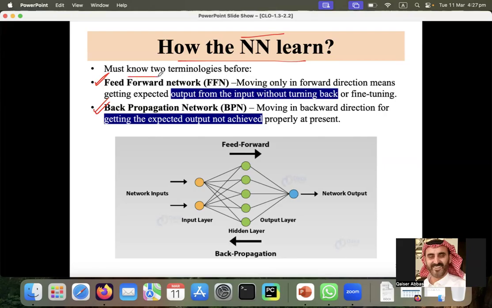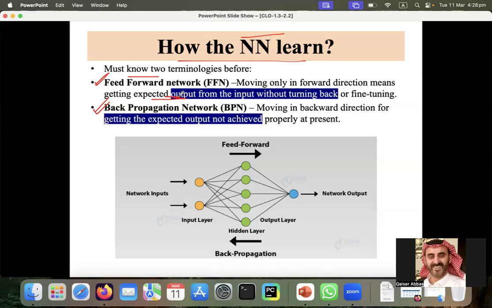Feed forward, from its name, it's clear that you only have to move in the forward direction. This is the short definition: you only have to move in the forward direction. What is the meaning of that? From the model, whatever output you are expecting, you will get that output from the input, and there is no need to go back, or to restart the algorithm with some other value.